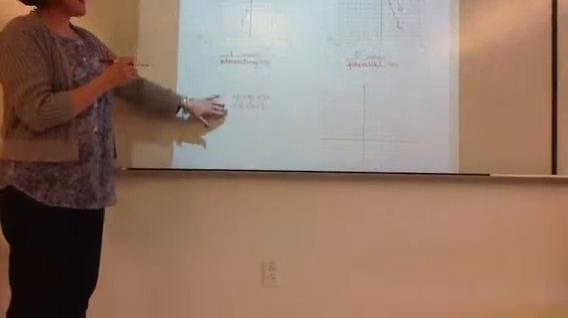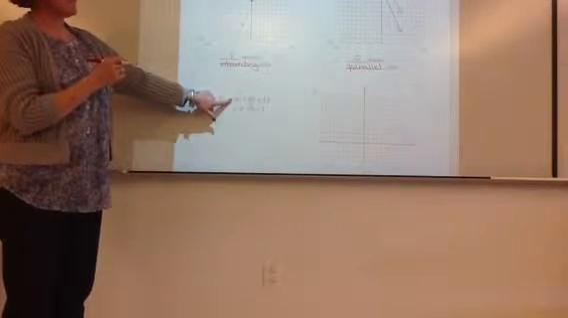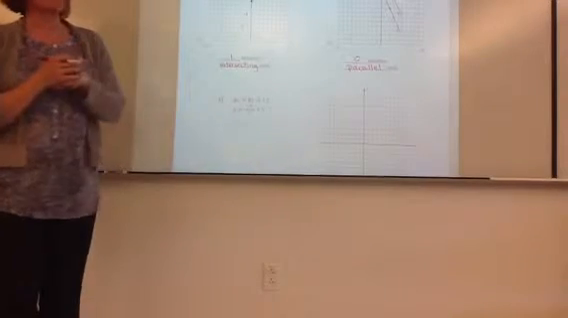So down here, I've done the same thing. This one's in standard form. This one's in slope-intercept. Can you graph those two for me?